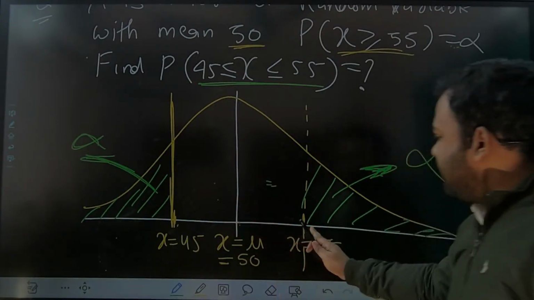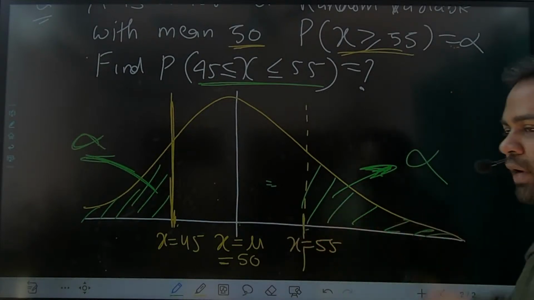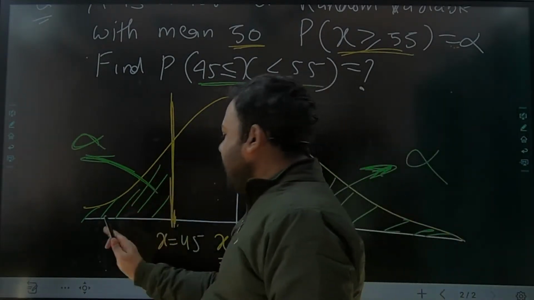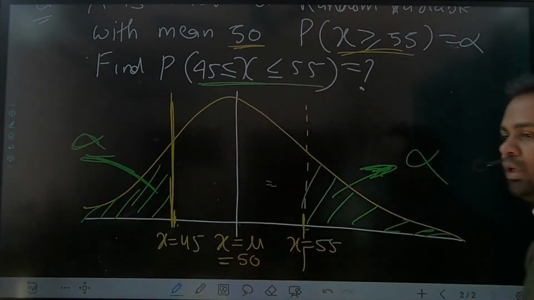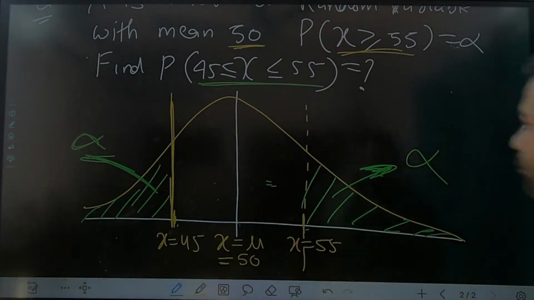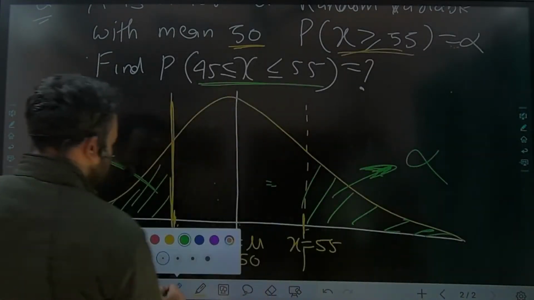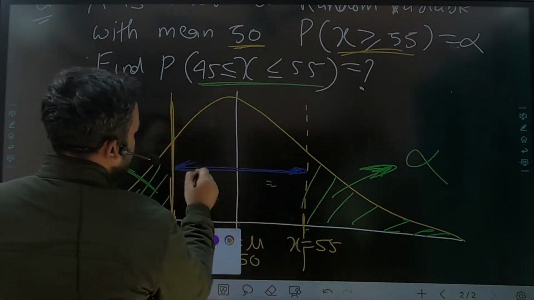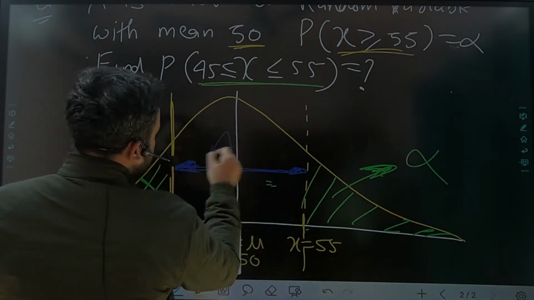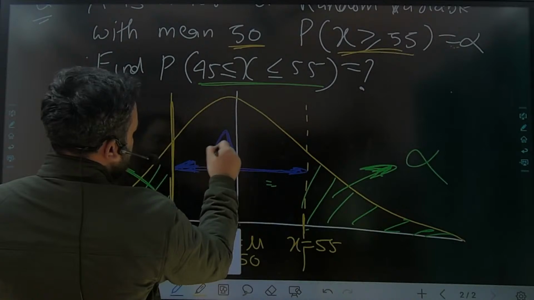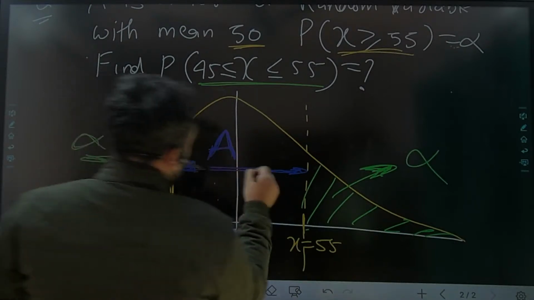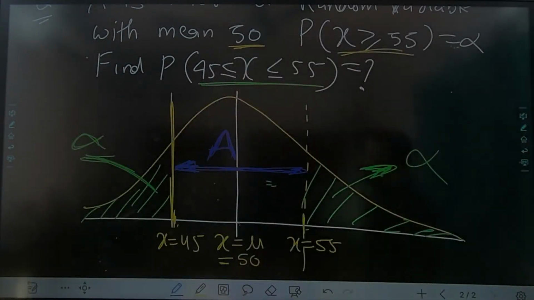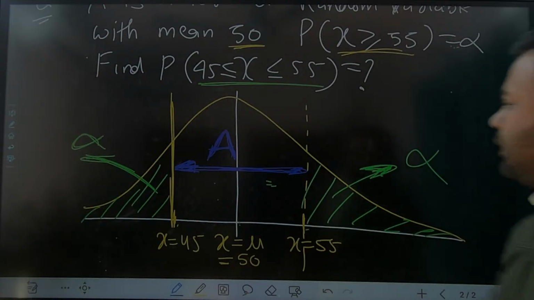So it means this much green portion ahead of 55 is as good as this much area behind 45. So this will also have the alpha value. Now what do you have to find? You have to find this much probability, or area, in this range. So area is very easy to find.